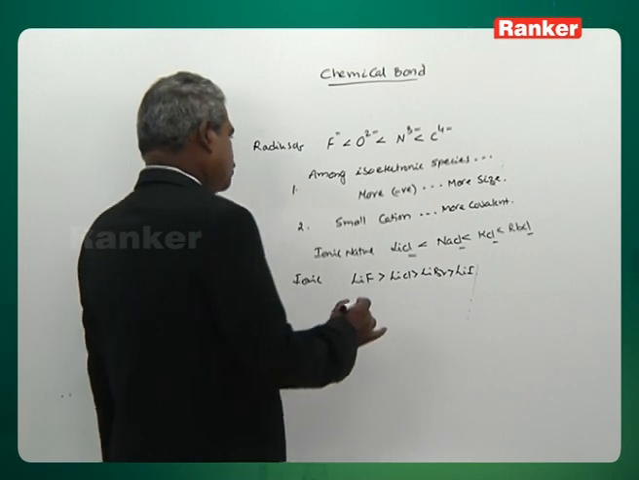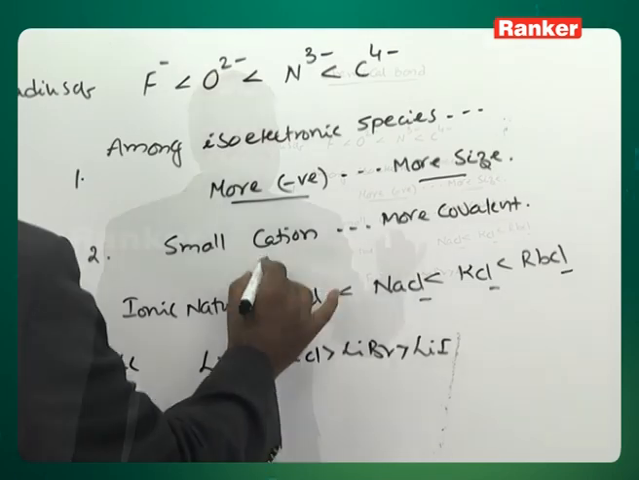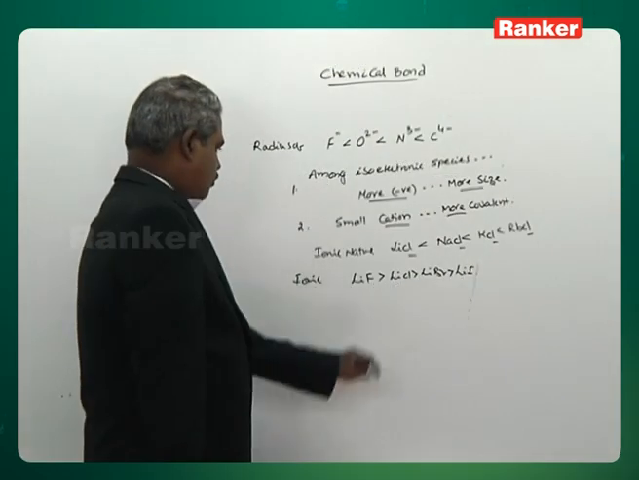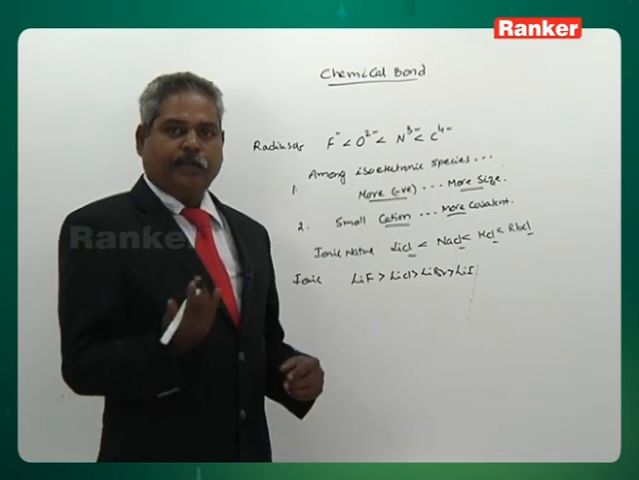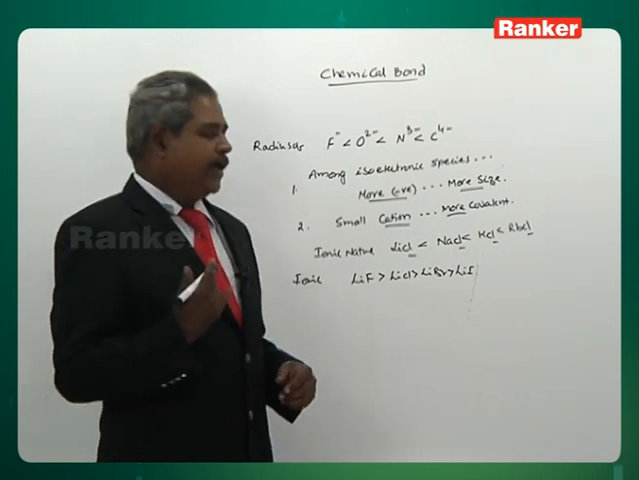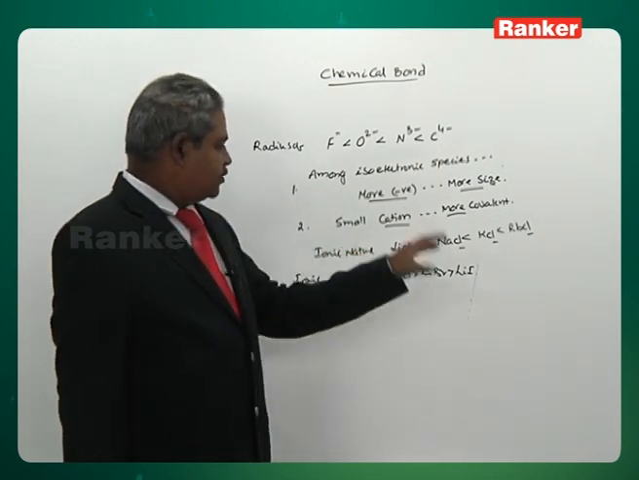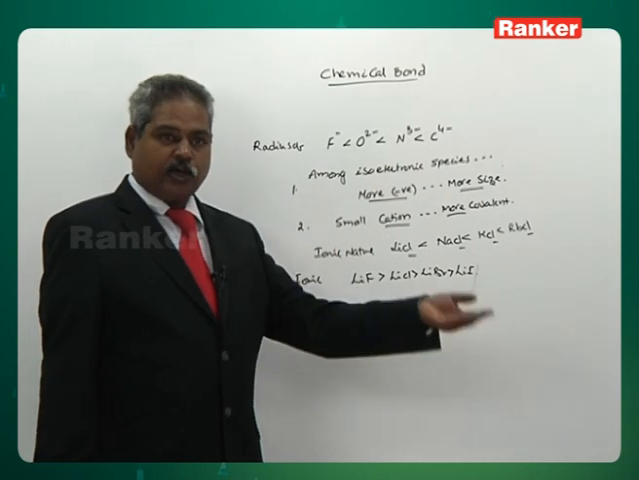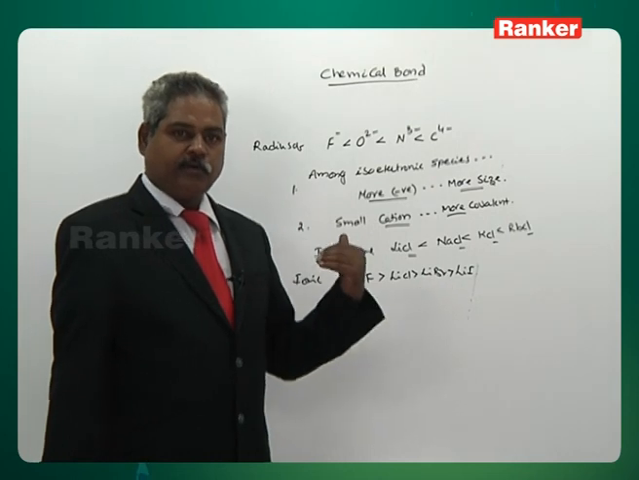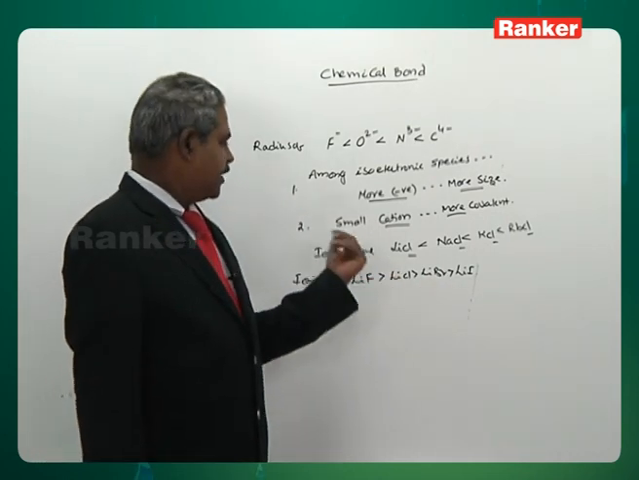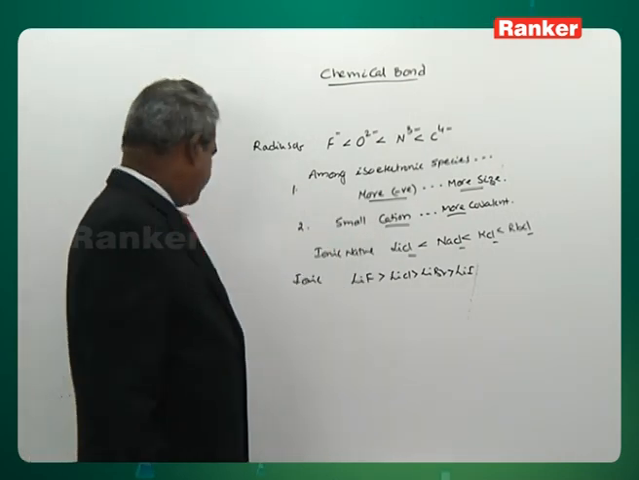So just use these two principles: among isoelectronic species, more negative, more size; small cation, more covalent. Of course, this is called Fajan's rule. The name is not necessary. The application of the principle is necessary. Li plus gives and takes it back, and claiming the charge back is called polarizing power. That polarizing power is an indication of covalent nature.